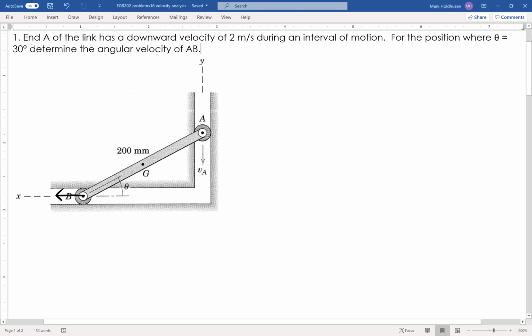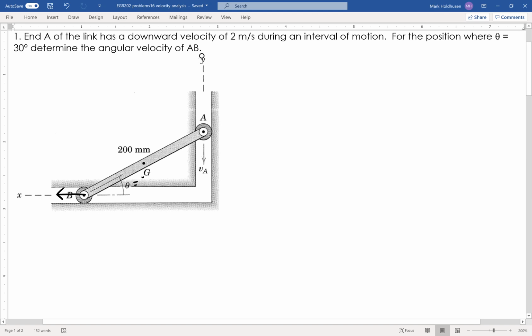Okay, so A is moving down at 2 meters per second. When it gets to an angle of 30 degrees, so this becomes 30 degrees, we want to figure out what the angular velocity of AB is.